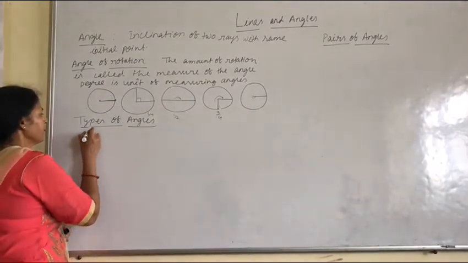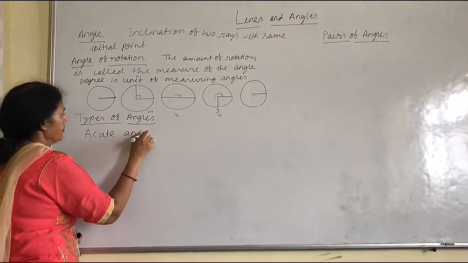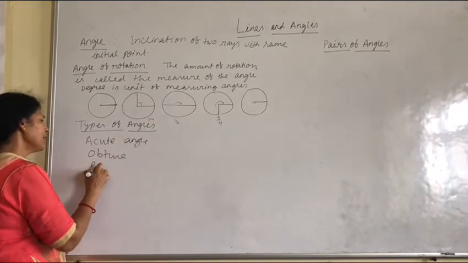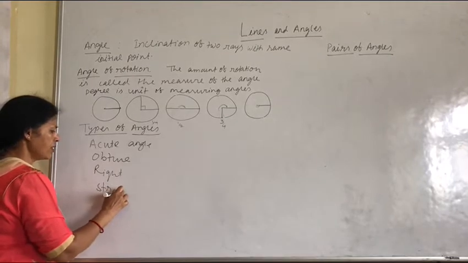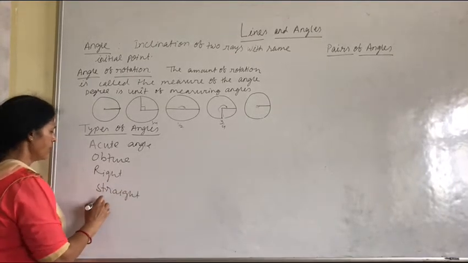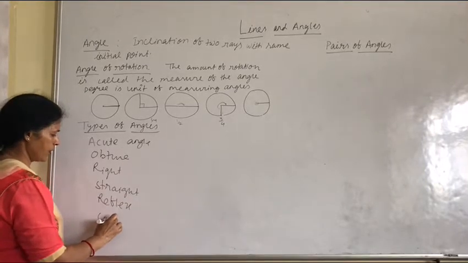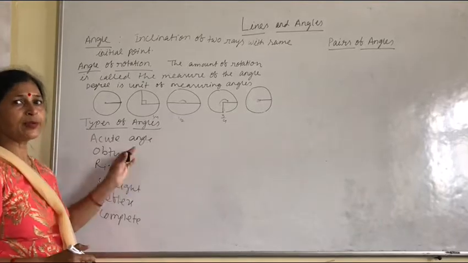Acute angle, obtuse angle, right angle, straight angle, reflex angle, and complete angle. These are the types of angles.